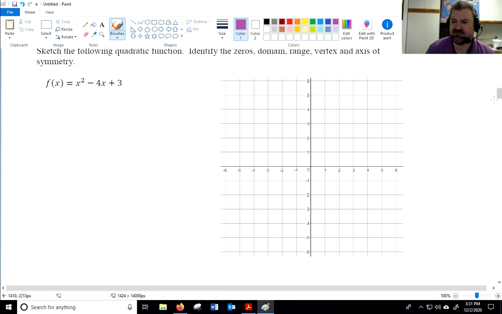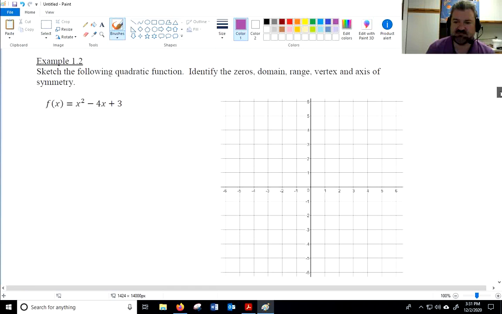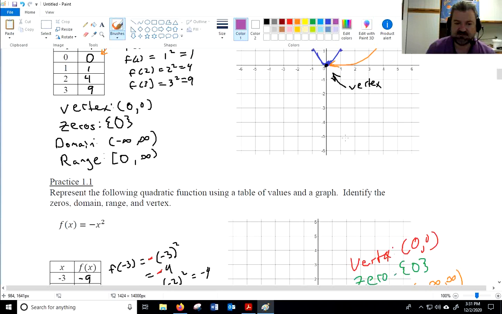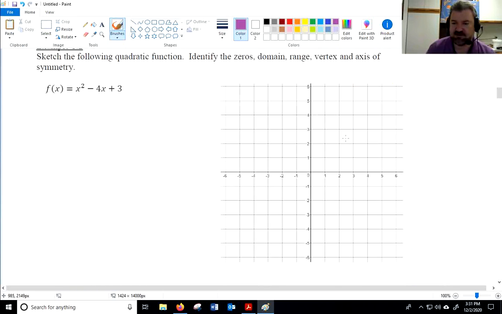Let's do this. We're going to sketch the following function. We're going to identify the zeros, the domain, the range, the vertex, and something called the axis of symmetry. So we'll talk about that as well.